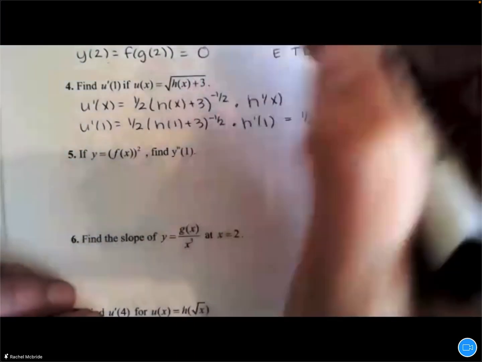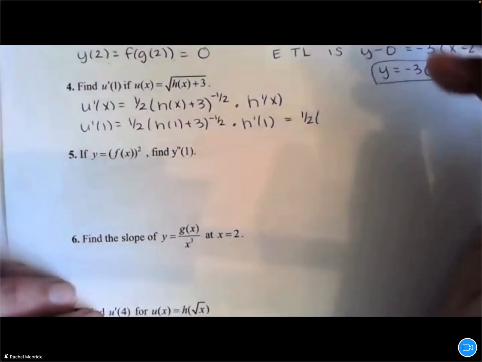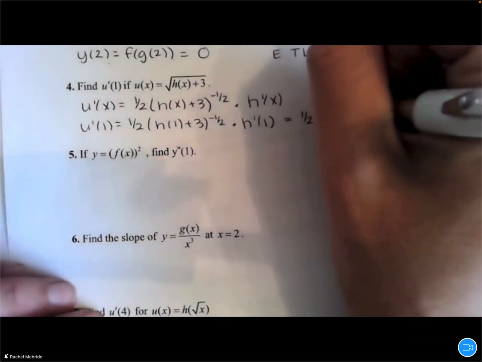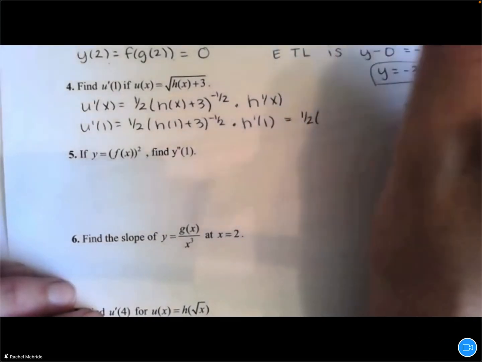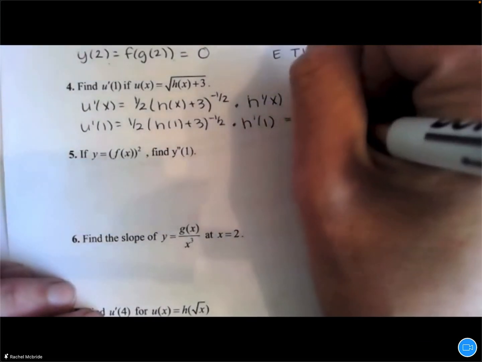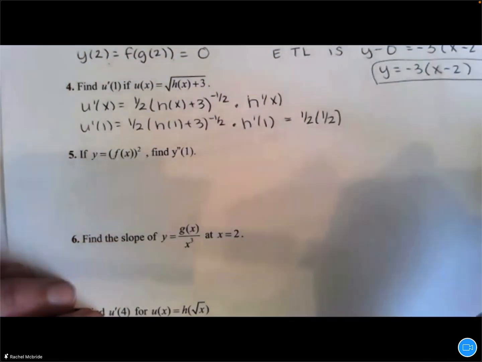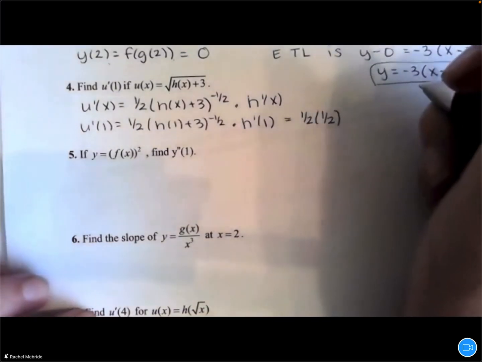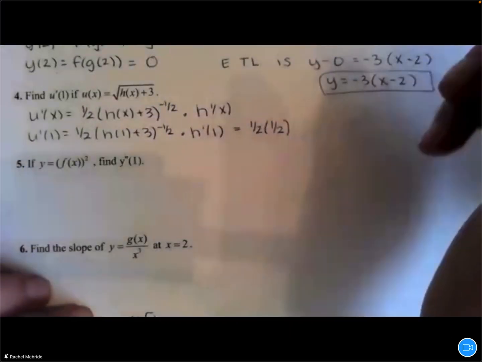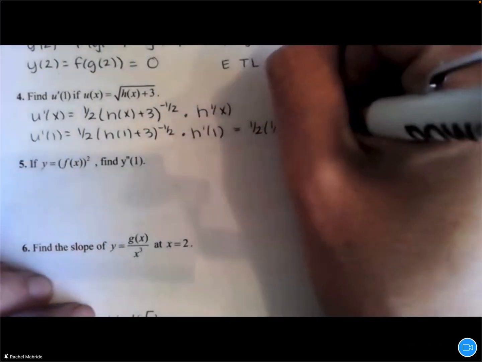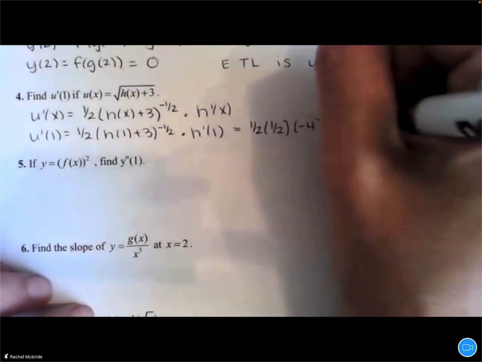So h of 1 is 1. 1 plus 3 is 4. Square root of 4 is 2. However, that exponent's negative, so that becomes a 1/2. H prime of 1 is negative 4. So a half times a half is a fourth. A fourth times negative 4 is negative 1.